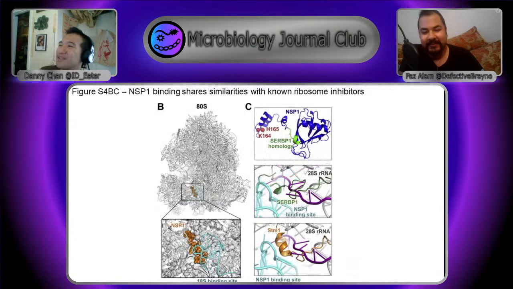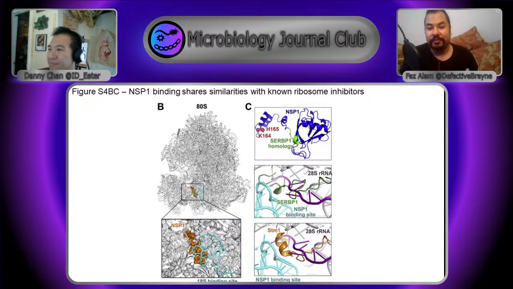So it binds this area of 18S, and they know other things that bind this area, like SERBP1 and STAU1, which are also bad for ribosomes working. So it basically blocks translation. It blocks that hole, so the mRNA can't travel through properly. It stops traveling through, and you can't make protein anymore. So that drives the hypothesis: maybe NSP1 blocks translation.